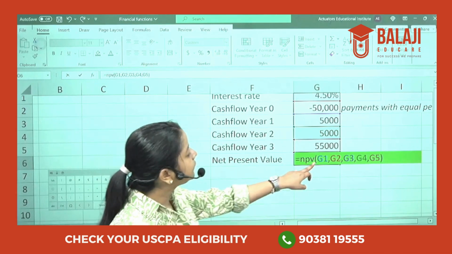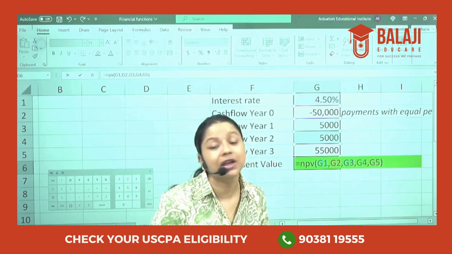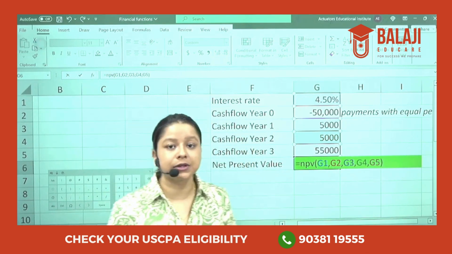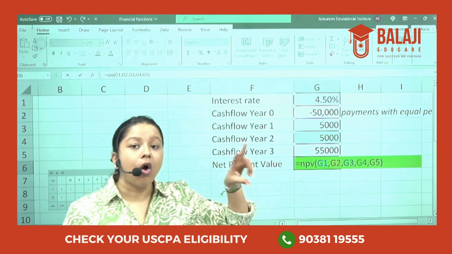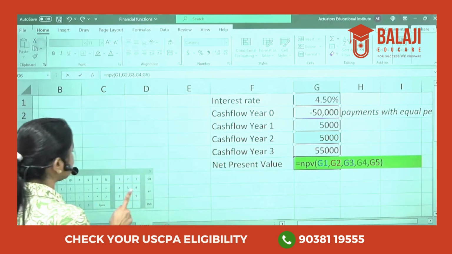So basically what I've done is taken the rate of interest as 4.5%. These are the 4 cash flows. Negative cash flow stands for an outgo. Positive cash flow stands for an inflow. All the gaps between these cash flows are equal. Make sure you remember this very carefully.